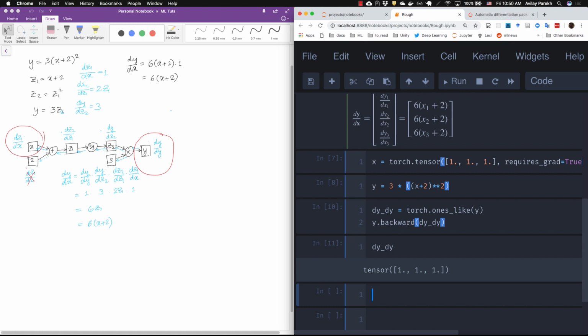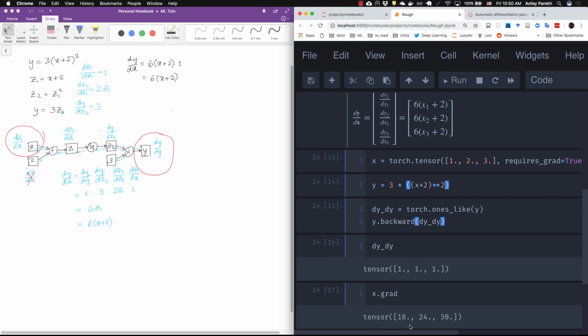Now if you want to calculate the gradient of x, all we do is this, and just like before, it's 18, 18, 18, because x1, x2, and x3 are all ones. You can try out different values. Let's say we make this 2 and this 3. Then we expect the first element to be 18, the second element to be (2 plus 2) 4 times 6, 24, the third element (3 plus 2) 5 times 6, 30. Let's run this again. There you go, 18, 24, and 30.